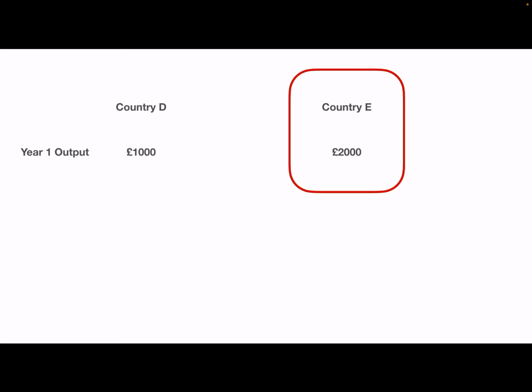Here's two further countries, country D and country E. Here's their output in year 1. Now, which country would you prefer to live in? Which country do you think you'd have a better standard of living? You're probably thinking country E. It's produced twice as much output.